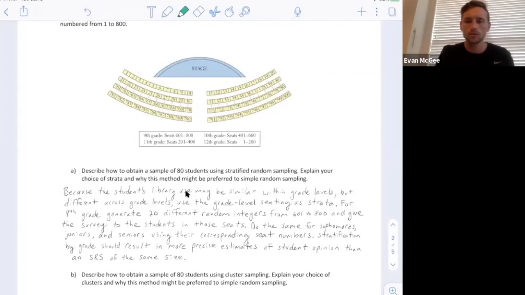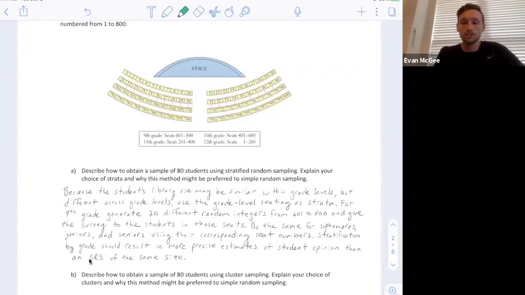So again, I'm going to put them in strata based on their grade levels because the amount of time freshmen use the library will be similar, but it will be different between the freshmen, juniors, seniors, and sophomores. So since there is that difference between the groups, those will be the best selection of strata. And I'm going to generate 20 numbers between 601 and 800 for the freshmen because that's where their seats are. I will give them the survey, and the stratified sample, if I stratify by grade, should give me a more precise estimate for the total population, which is the entire school.